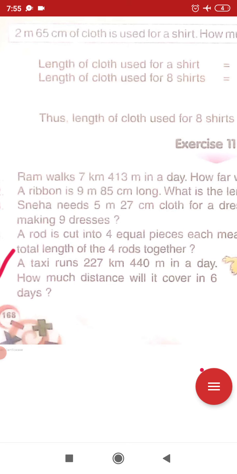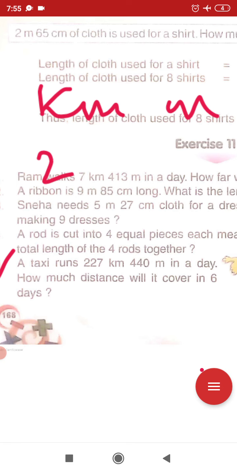This taxi runs 227 kilometer and 440 meter. So kilometer and meter, these two columns we should arrange. So 227 and 440, and the multiplier is 6 days.